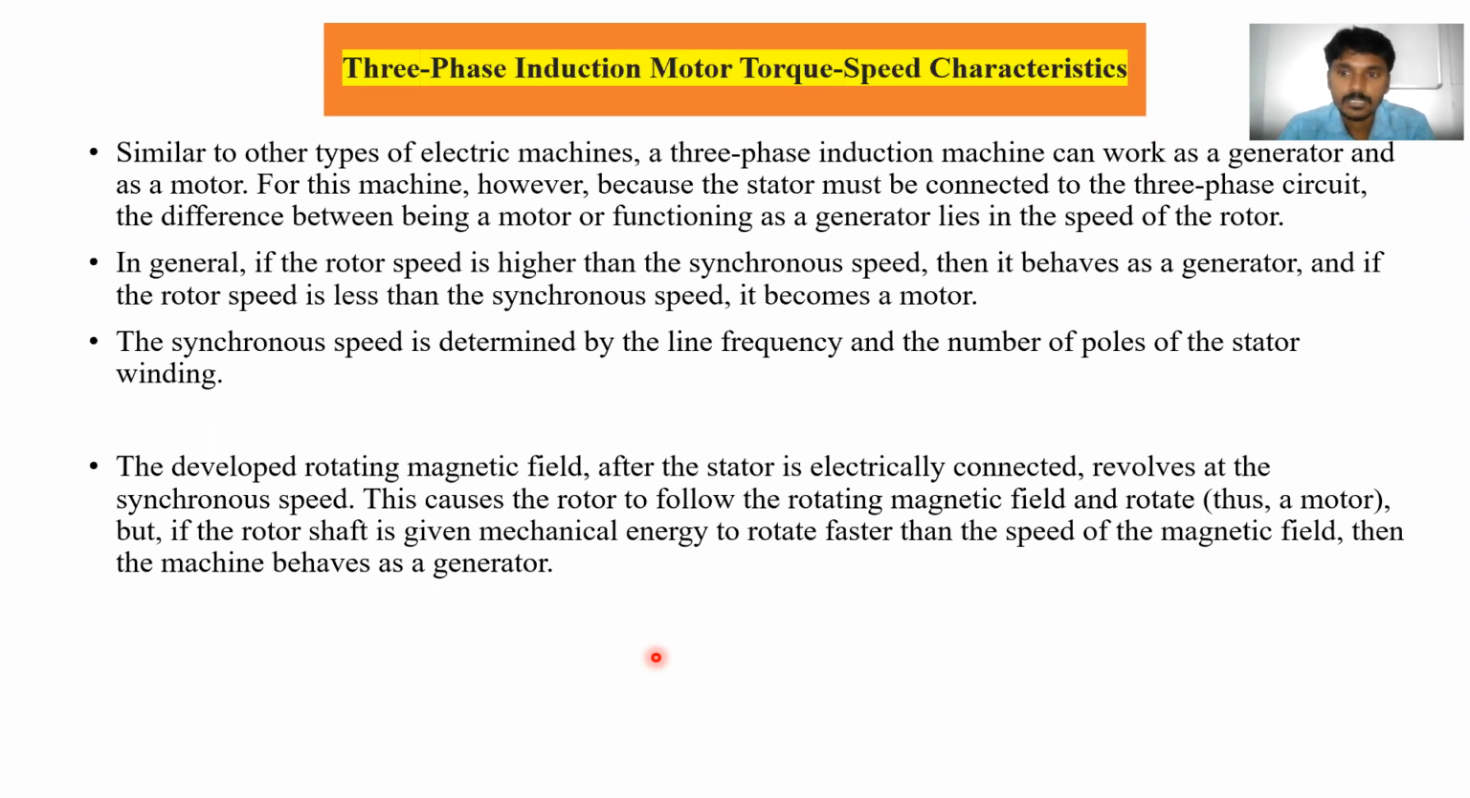If the motor speed or rotor speed is greater than the synchronous speed, that is, greater than the speed of the magnetic field, then what will happen? The torque goes negative. If the torque goes negative, what will happen? It will work as a generator.